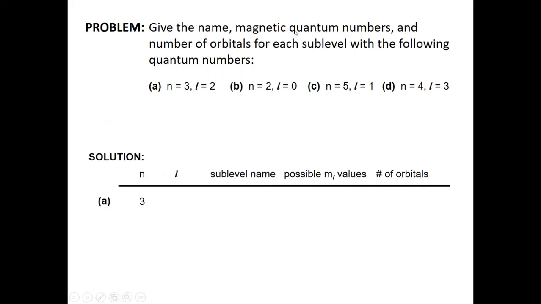Okay, give the name, magnetic quantum number and number of orbital for each sublevel with the following quantum number. So if N equal to 3, L should be 2 because the value here should be less than N. And the sublevel name is 3D sebab nilai dia 2. So simbol dia mesti D. And the possible values for M are negative 2, negative 1, 0, 1 and 2. And the number of orbital is 5. Ini number orbital 5. 1, 2, 3, 4, 5. Kalau macam ni dapat 9 lah.